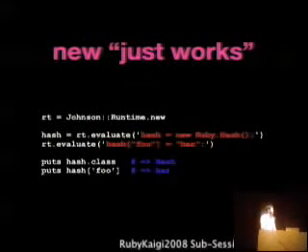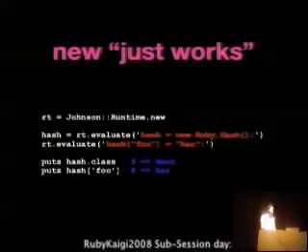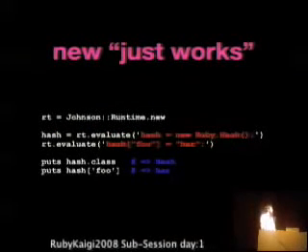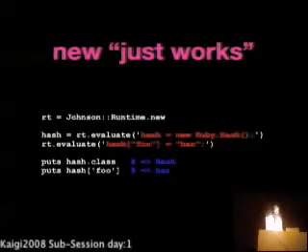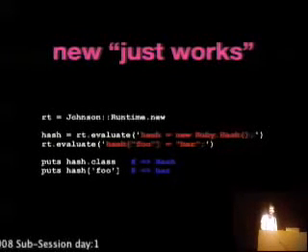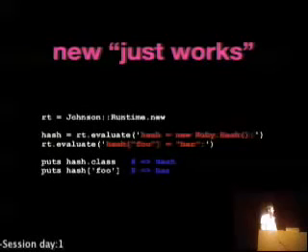New just works. You can instantiate a new Ruby object in JavaScript using JavaScript's new notation. In the previous slide, I showed calling .new as a normal Ruby method, but in this one, we're using the new constructor.